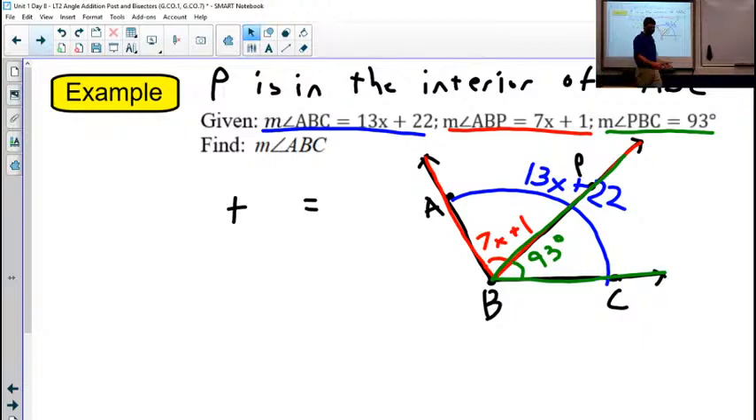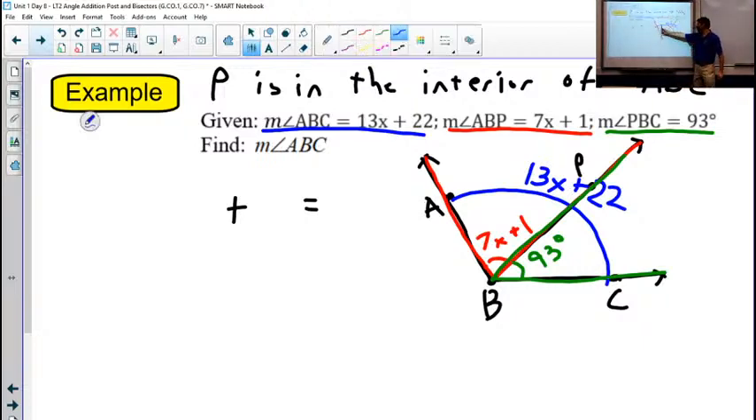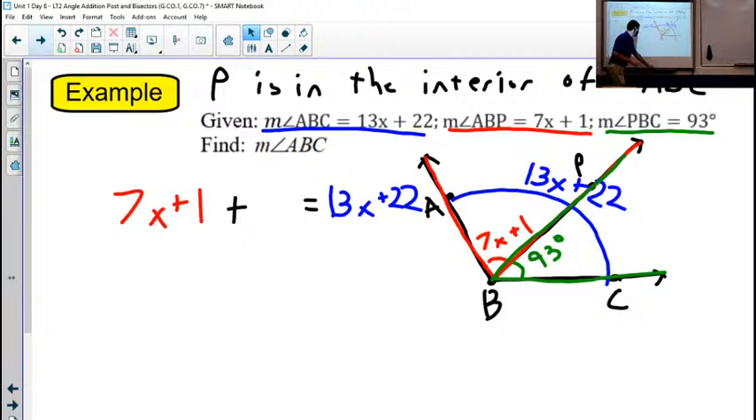So now I can set up my equation. My equation should still be take your pieces, add them together, get the whole thing. The whole thing, the entire angle of ABC this time, is 13x plus 22. This is important. I know it's nice and comfortable to put the number on the right side a lot. It's what we do in a lot of the equations, not here. Because the number, the 93, is one of the pieces. So it goes on the left side. My pieces are the 7x plus 1 and the 93.